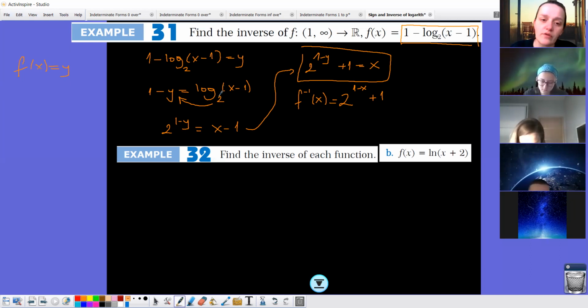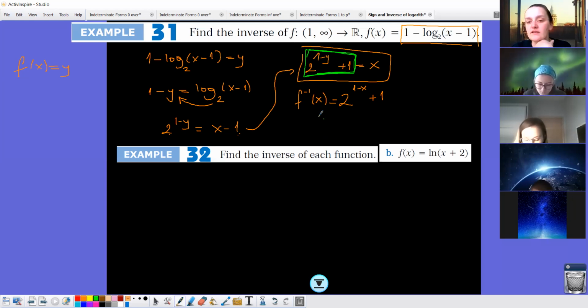So I took the 1 to the other side. Here only the logarithm I have. X is in the argument of the logarithm. So I'm converting this one to exponential to have the argument alone here. Then you have 2 to the power of 1 minus y is equal to x minus 1. Then because I need x, I will take 1 to the other side. So this expression here is my inverse function. But when I'm writing the inverse function f of minus 1 of x, I'm writing x instead of y, and that is the inverse. Okay?